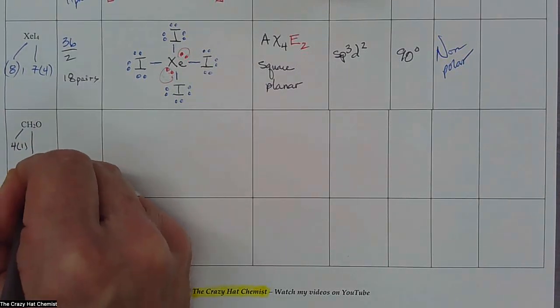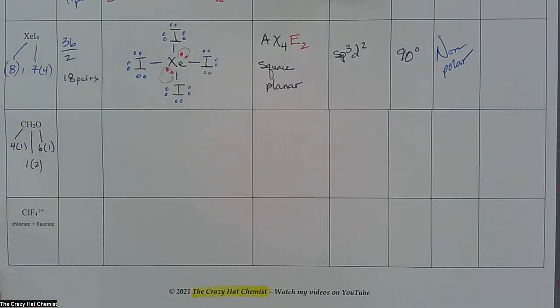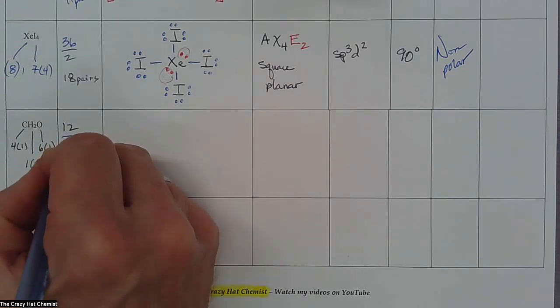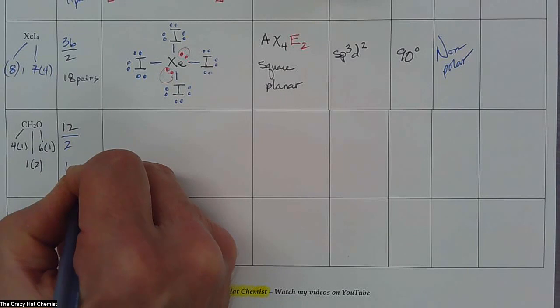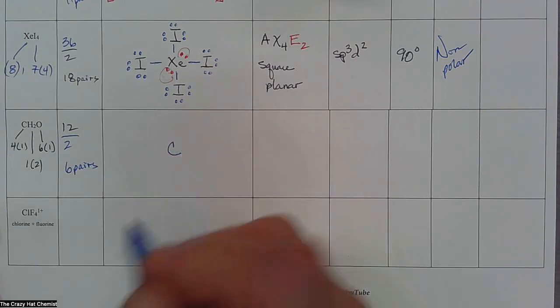Hydrogen has one valence electron. There's two of those. Oxygen has six valence electrons. There's one of those. That's 12 total electrons. I'm going to divide that by two. That will give me six pairs. The central element is the least electronegative, but never hydrogen. So therefore, it is carbon.